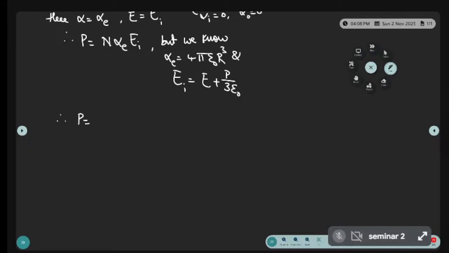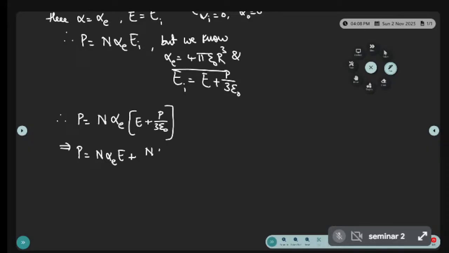So P is equal to, okay, this one I'll substitute afterwards. N alpha E into E_i. What is E_i? E plus P by 3 epsilon naught. Alpha E value afterwards. Done. Multiply. P is equal to N alpha E plus N alpha E P by 3 epsilon naught. Okay?